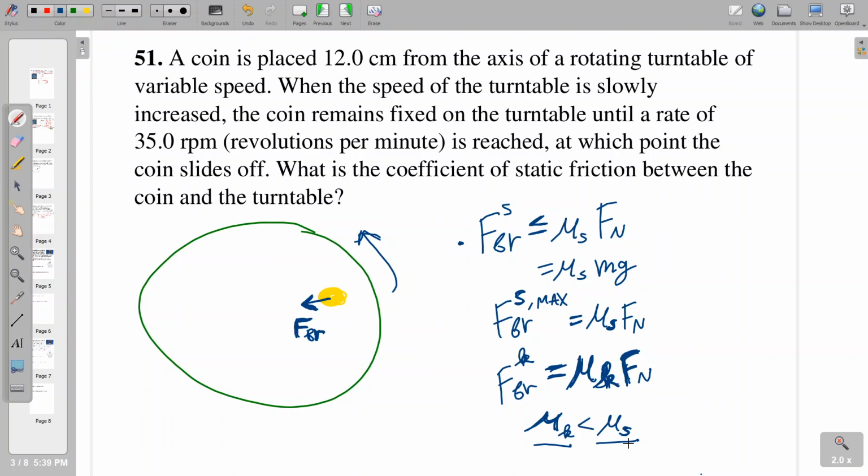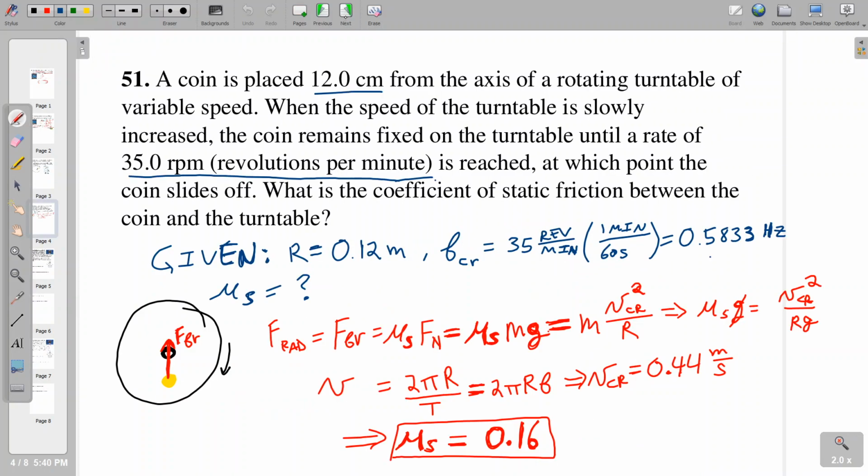This just means that there's less frictional force between two surfaces that are sliding against one another than there is between two surfaces that are just set in place, that are static with respect to one another. Okay, with that in mind, why don't you go ahead and try and solve this problem? You can pause me. Okay, I'll assume that you have done that.